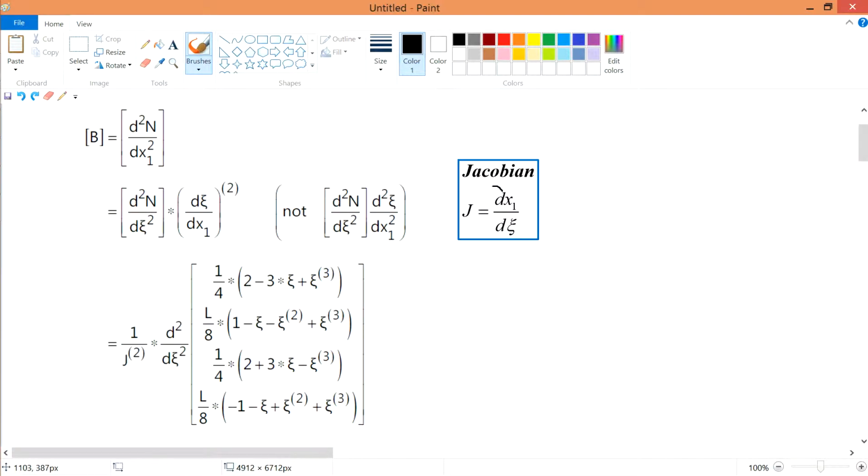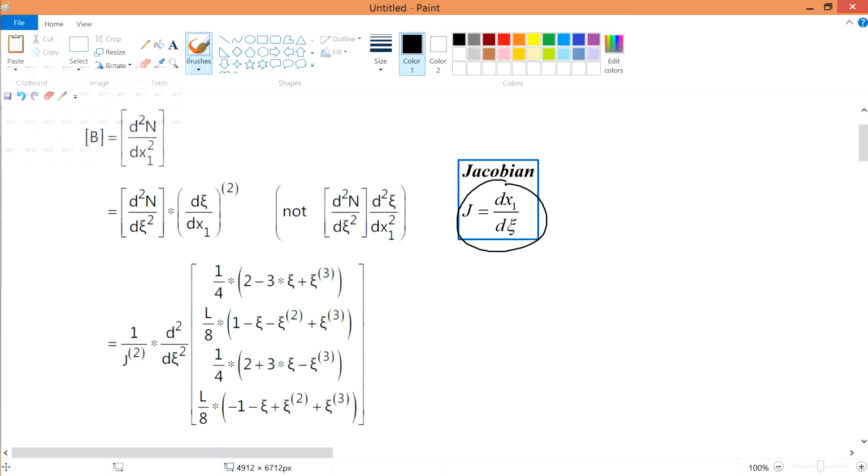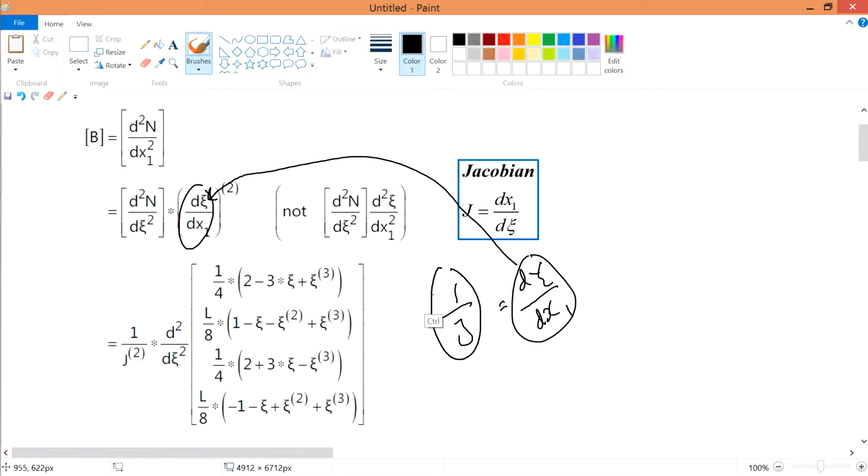Therefore, take note that your Jacobian is dx1 over dξ. This is derived in the video l9v8 on the Jacobian. If you don't understand anything, you can just watch it. The concepts, although for the bar, can also be applied to the beam. It's a general concept for the Jacobian. So dx1 over dξ is the Jacobian, and 1 over J is dξ over dx1. However, we are talking about squares, so it's just 1 over J squared.